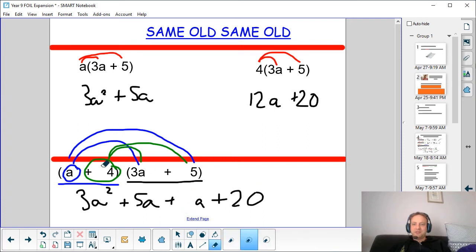Sorry, that shouldn't be 4a, should it? We went 4 times 3a. So let's put a 12 there. It's 12a. There we go.